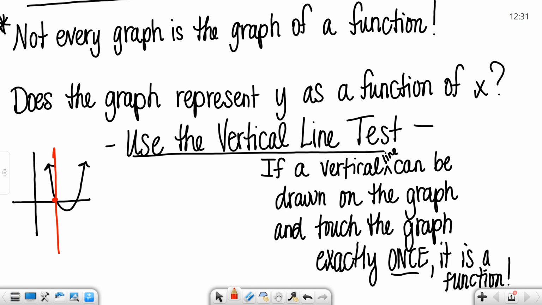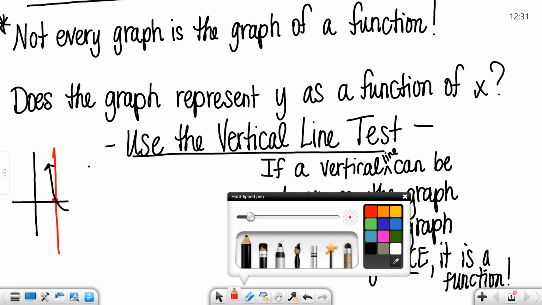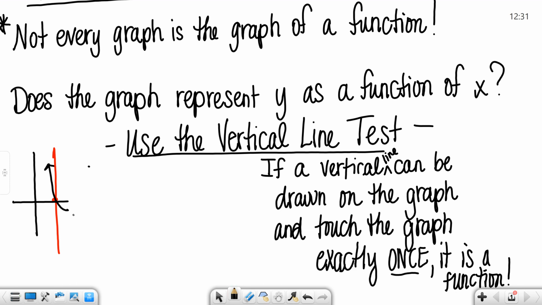Well, let's say I go to a different place. Let's say I move it over here. Still only touches it once. Now you only need to draw one vertical line, but I was just trying to show you that where you draw the vertical line is irrelevant. If you can draw it anywhere where it touches more than once, then it would not be a function. So this graph does represent a function.